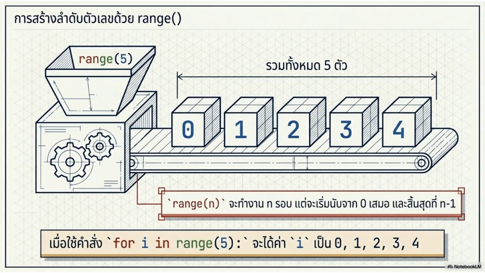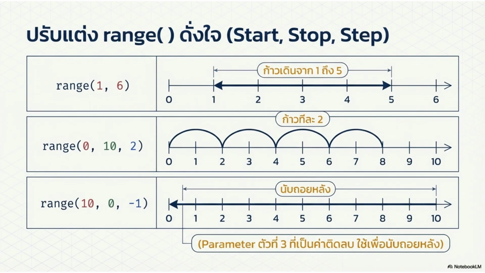The range function creates a sequence of numbers. range(n) executes n times, starting from 0 and ending at n-1. So for i in range(5), we'll generate i values of 0, 1, 2, 3, and 4. You can customize range with start, stop, and step parameters. range(1, 6) starts at 1 and stops before 6. range(0, 10, 2) skips every other number. range(10, 0, -1) uses a negative step for counting backward.